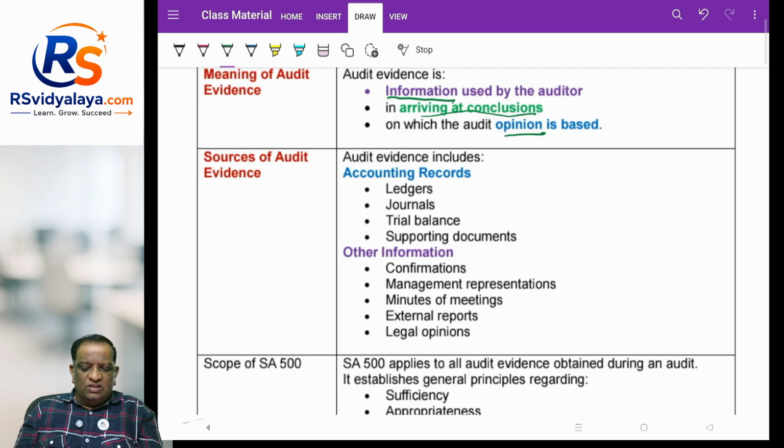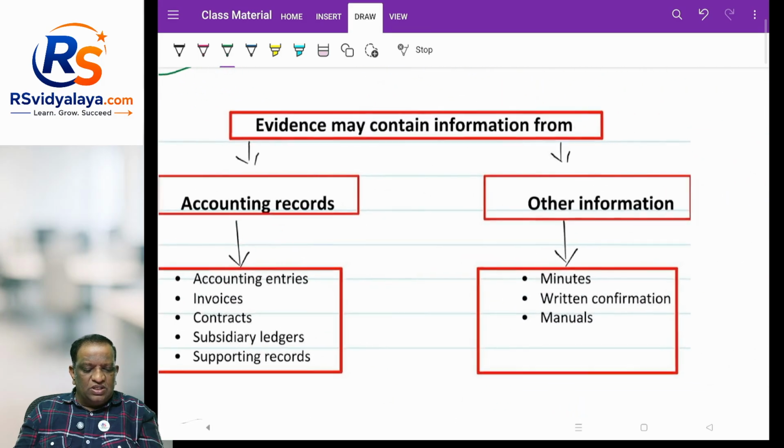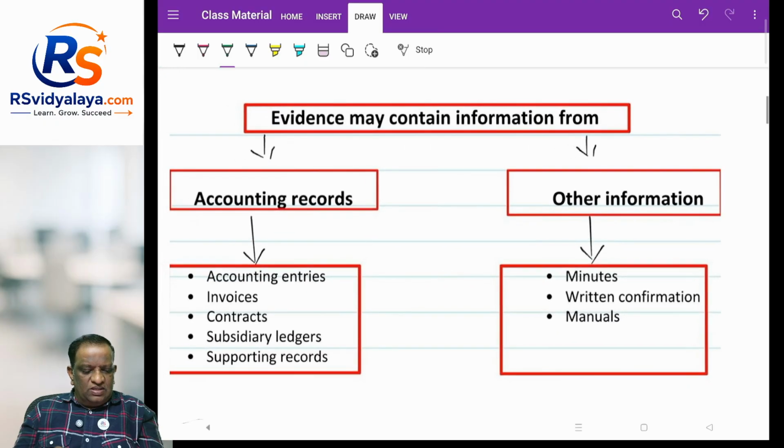it even comes from other information. Hope you would be able to recollect this from your inter discussion. Where from? What are the sources? A few things will come from accounting records and a few things come from other information.